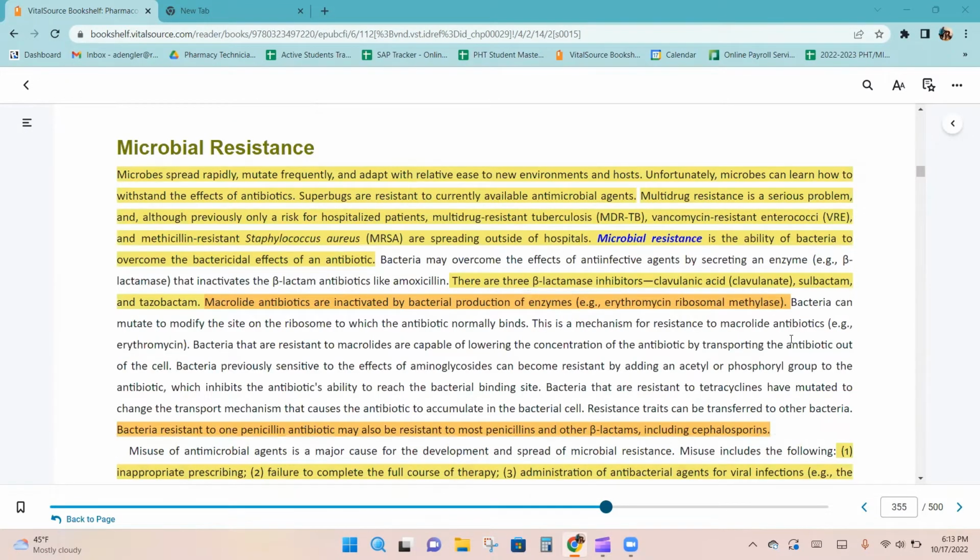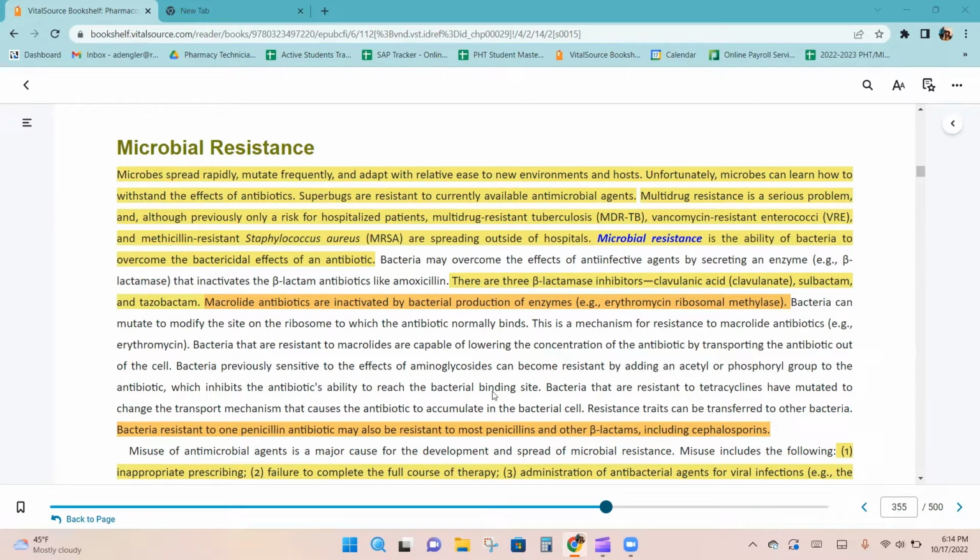Microbes spread rapidly, mutate frequently, and adapt with relative ease to new environments and hosts. Unfortunately, microbes can learn how to withstand the effects of antibiotics. Superbugs are resistant to currently available antimicrobial agents. Multi-drug resistance is a serious problem, and although previously only a risk for hospital patients, multi-drug resistant tuberculosis, vancomycin-resistant enterococci, and methicillin-resistant staphylococcus, like MRSA, are spreading outside of hospitals.